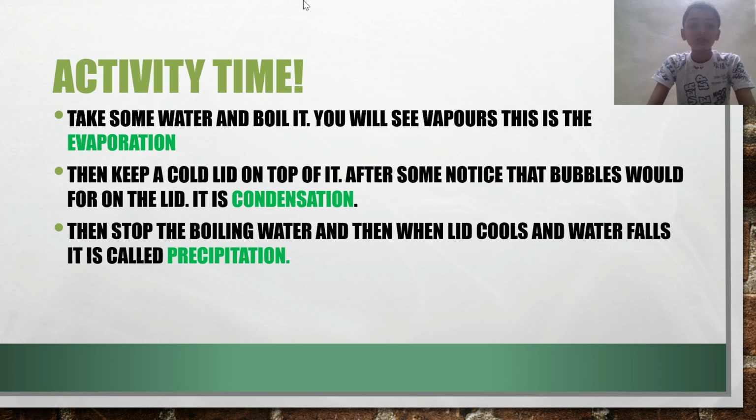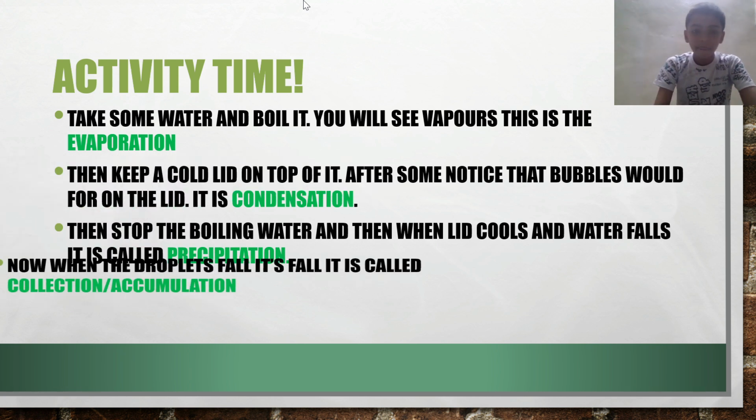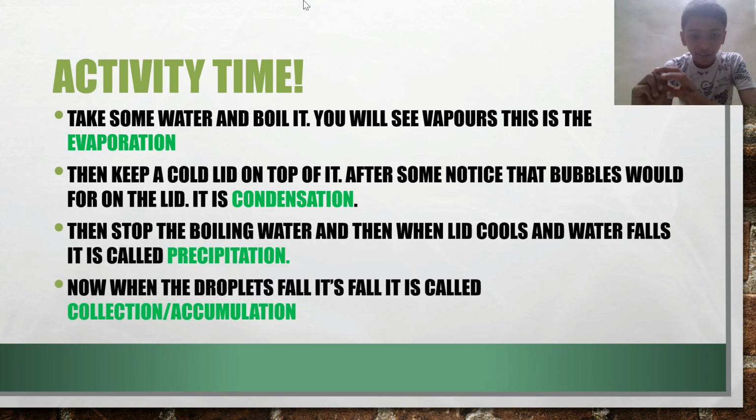Third step: stop the boiling water, and when the lid cools down and water falls, it is precipitation. After some time, you will notice the condensed water on the lid come down. When the droplets fall, it is called collection or accumulation. When the droplets fall, the jar again takes that water. So this is called collection, and the other name for collection is accumulation.